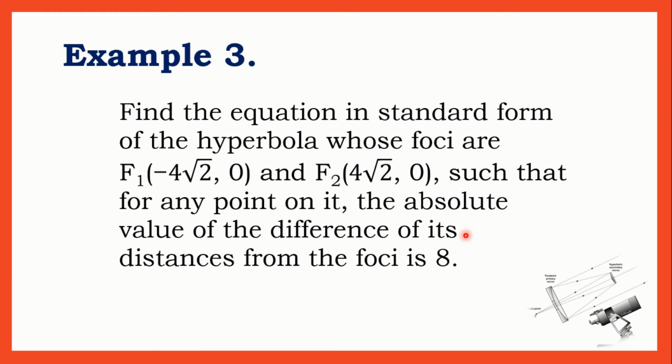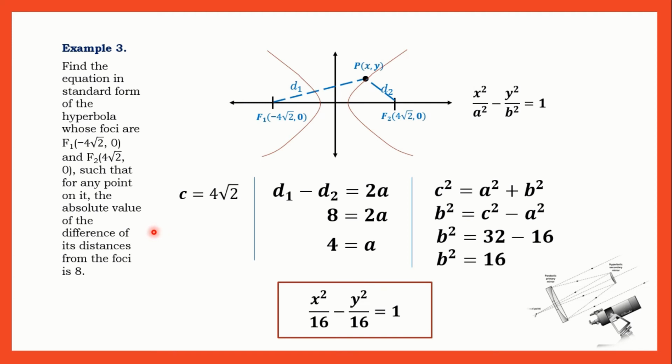Example number 3. Find the equation in standard form of the hyperbola whose foci are F1 with coordinates (-4√2, 0) and F2 with coordinates (4√2, 0), such that for any point on it, the absolute value of the difference of its distances from the foci is 8. Let us use the given conditions to make a rough illustration. The foci have coordinates on the x-axis, which leads us to conclude that the transverse axis is a horizontal line.